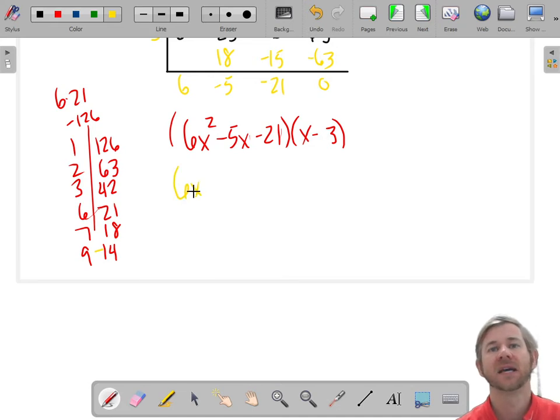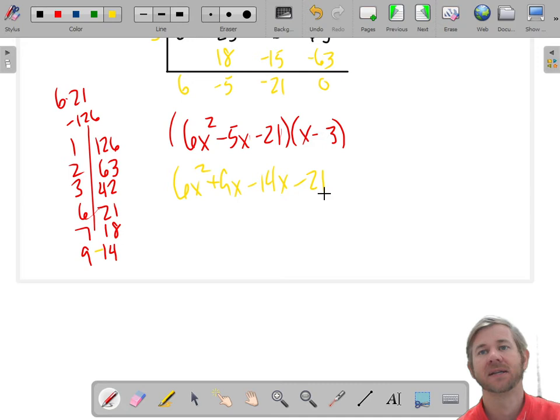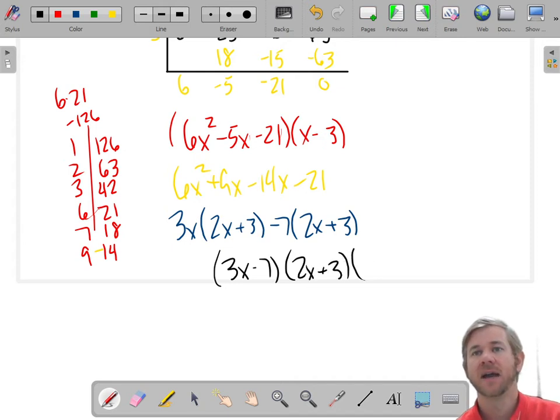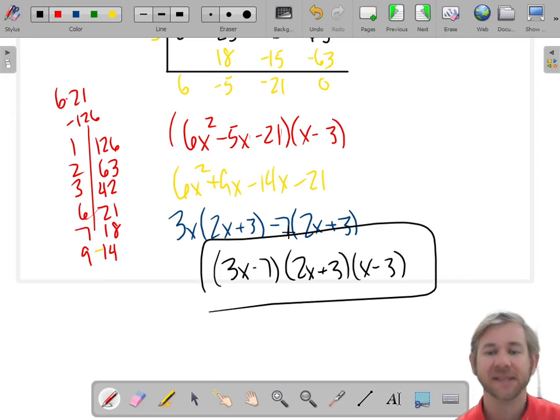So 6x squared plus 9x minus 14x minus 20. Now that I split the middle, those add to -5. I do grouping now. 3x, 2x plus 3. The GCF there is 7. So now completely factored, I have 3x minus 7, 2x plus 3, and then my other factor that I started with was x minus 3. So that is completely factored.